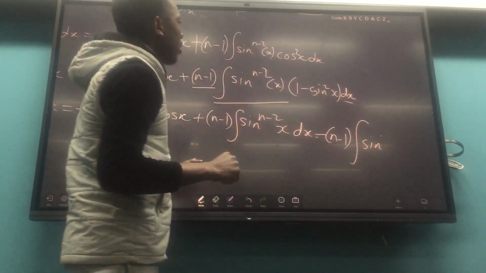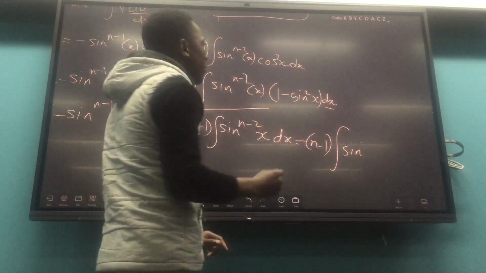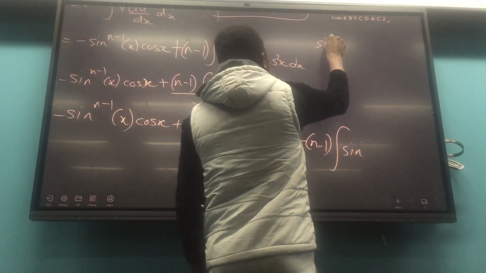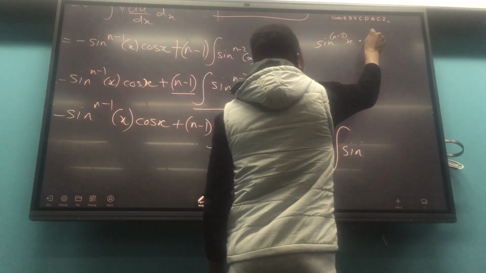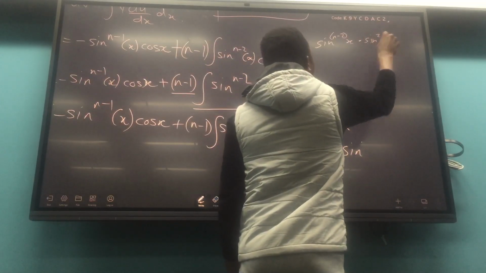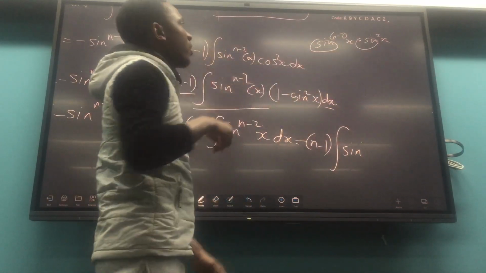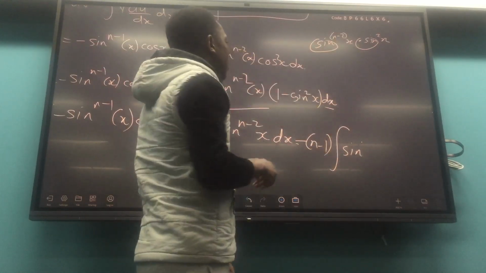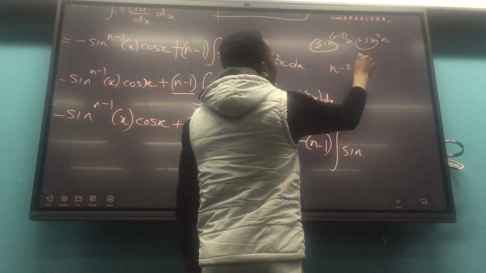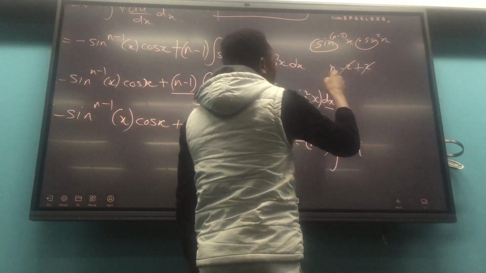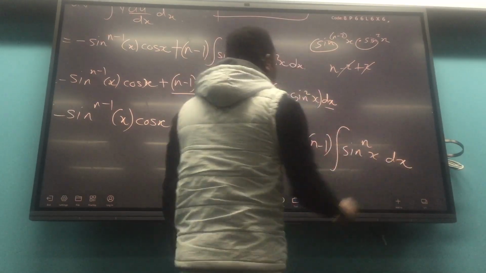If you look at it now, we have sine to the n minus 2 of x and sine squared of x multiplying each other. So what does that do? Sine to the n minus 2 of x multiplied by sine squared of x. These bases are the same, right? So what we need to do is just add the powers. So by laws of indices, our power becomes n minus 2 plus 2. This here is just 0, so we end up with sine to the power n of x dx.